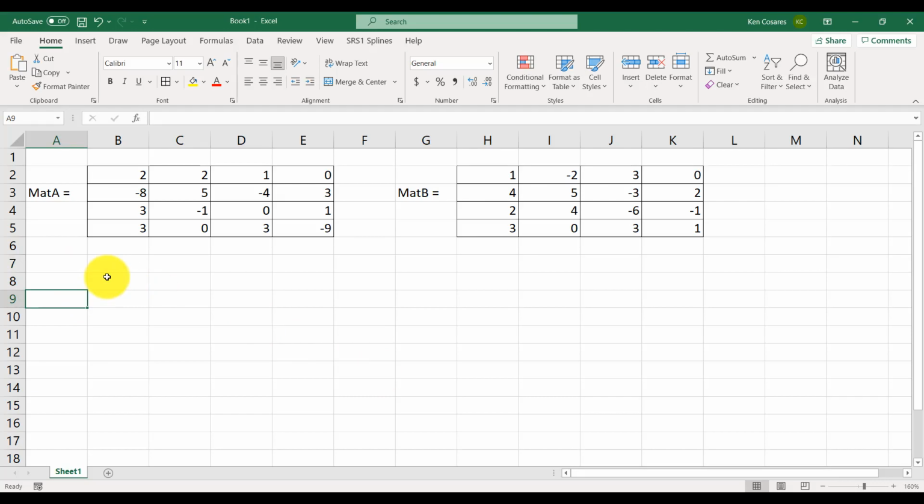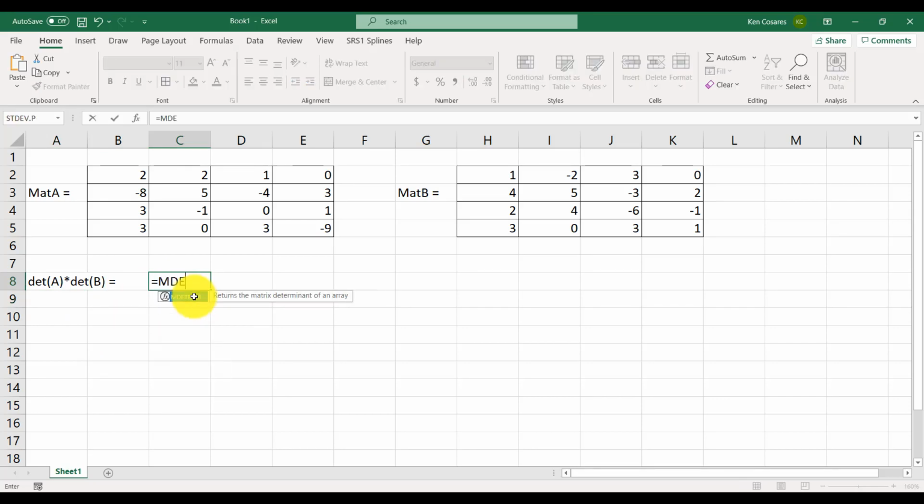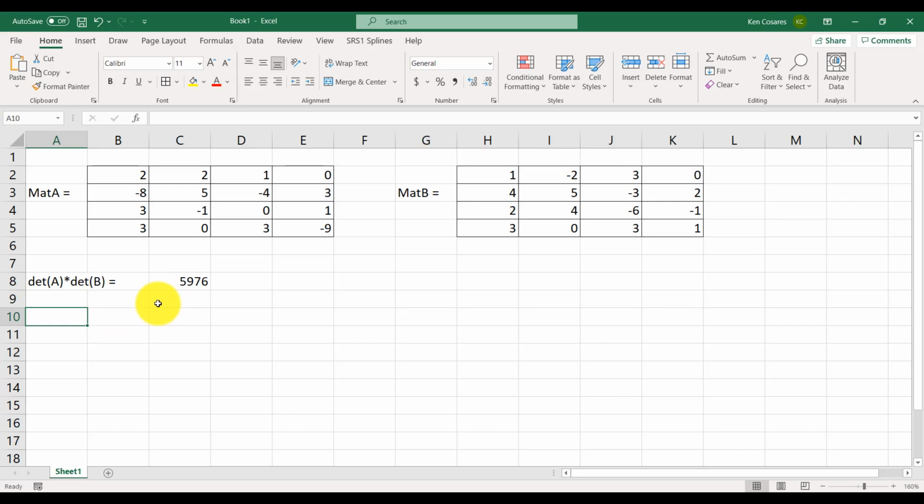Okay, so using the same set of matrices in Microsoft Excel environment, let's compute determinant of A times determinant of B. Okay, in cell C8, let's input the formula MDETERM, then let's call matrix A, and then multiply the result of that by MDETERM of matrix B. So the answer is 5976, and the other operation is determinant of A times B.